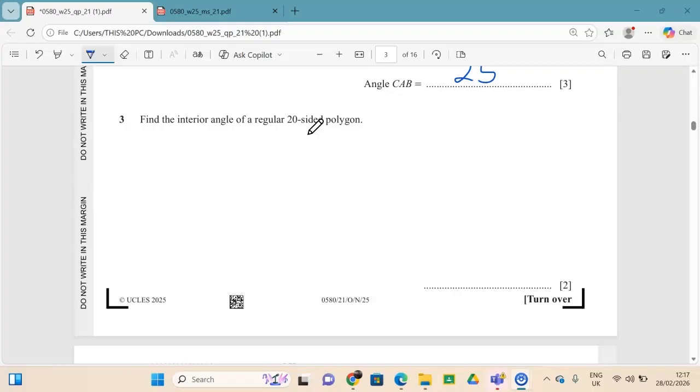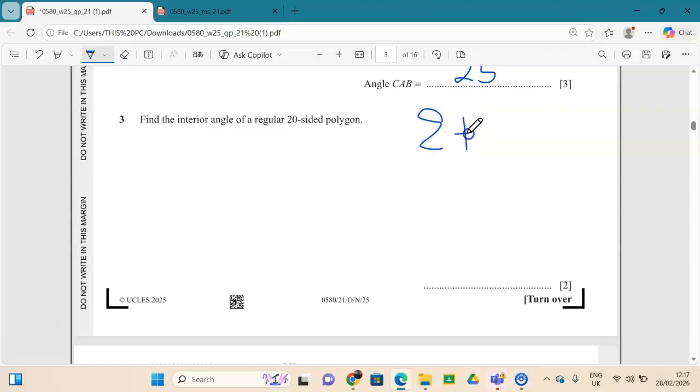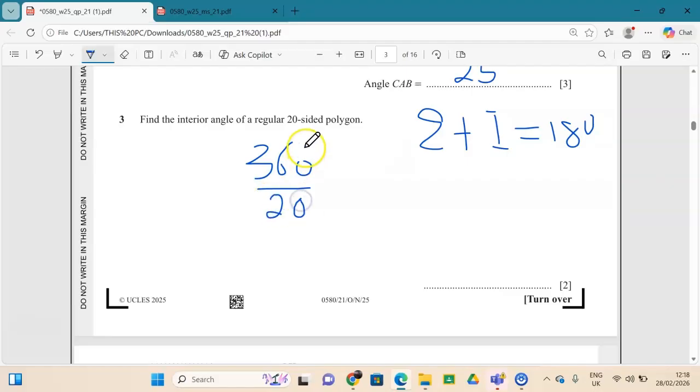I can decide to go the other way around, not using the interior angle formula. I know that the exterior angle plus the interior angle will always produce 180 degrees. So I can quickly get the exterior. To get the exterior, I simply divide 360 by the number of sides. If I divide 360 by 20, we have 36 divided by 2, which gives 18. That will be the exterior angle.